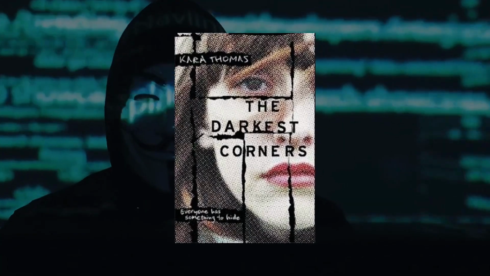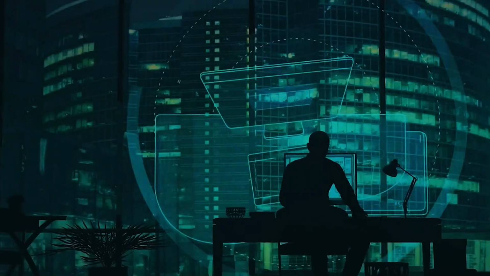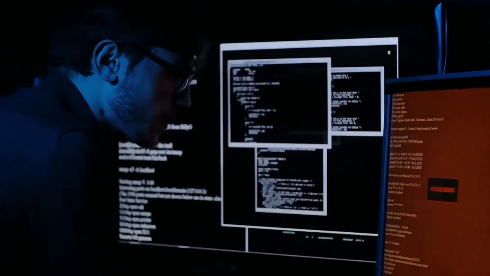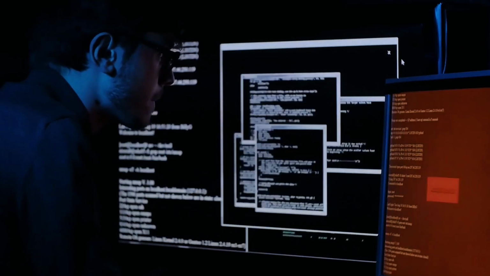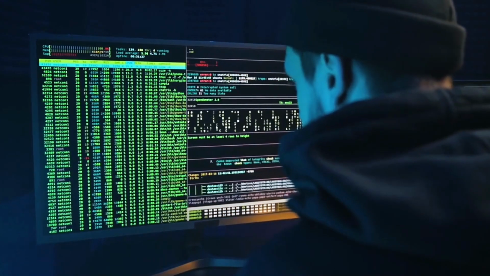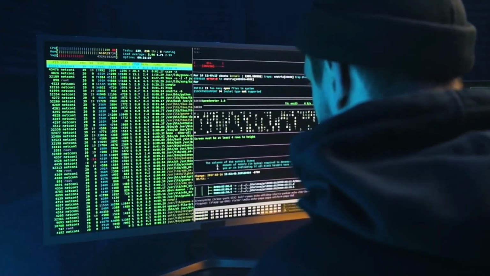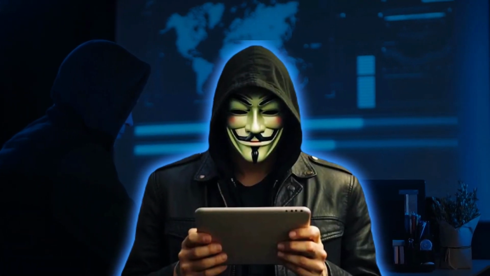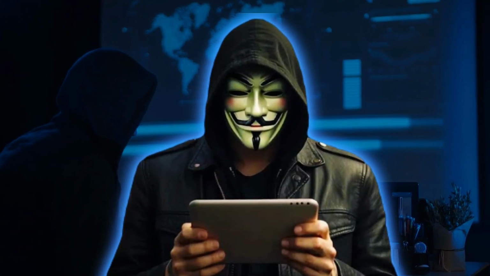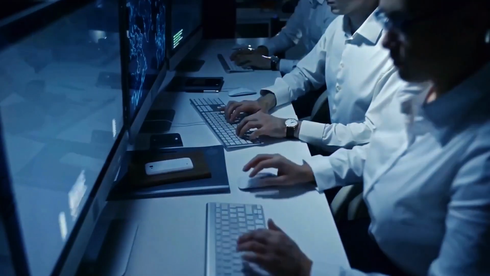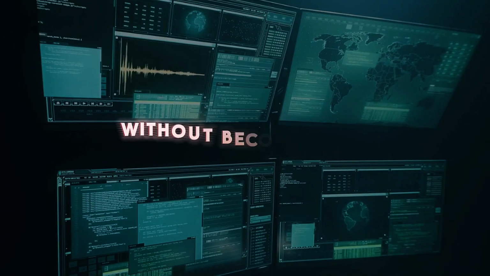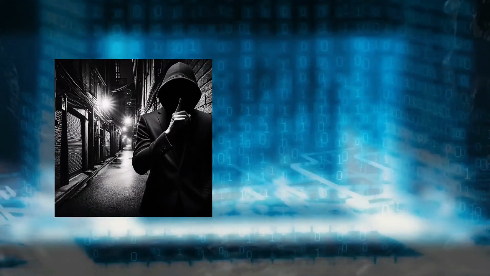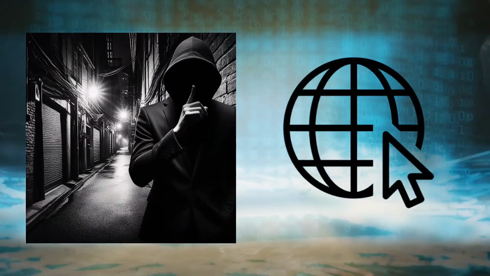What happens in the darkest corners is terrible, but the technology that enables anonymity is brilliant. Imagine if we could find a way to truly use it for good. It's a complex ecosystem that reflects both the best and worst aspects of human nature. How do we balance the need for online anonymity with the need to prevent cybercrime? Can we create a digital world that protects privacy without becoming a safe harbor for illegal activities? Can we put a light in the shadowy corners of the internet?